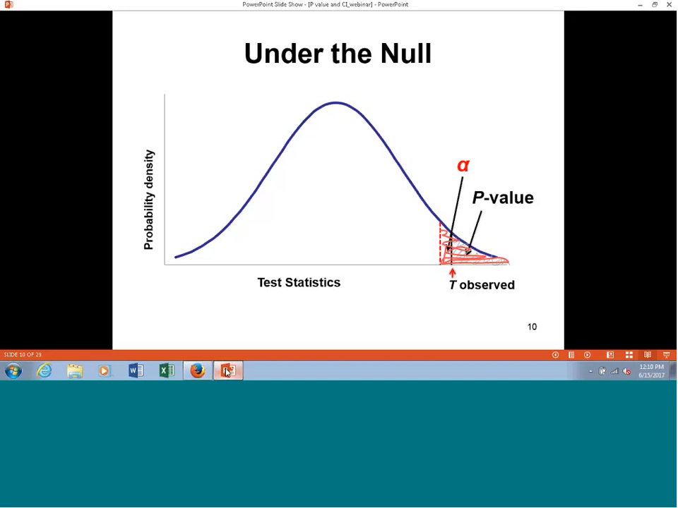If the observed test statistic is on the left-hand side of the red area, where p-value is larger than alpha, the result is not statistically significant. We cannot reject the null hypothesis, or the data do not provide proof the alternative hypothesis is true.